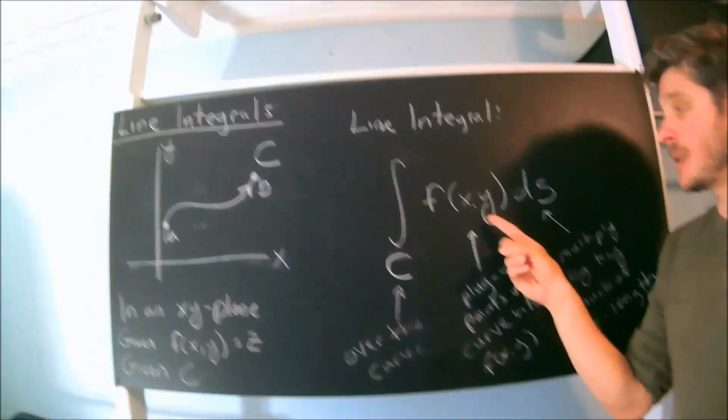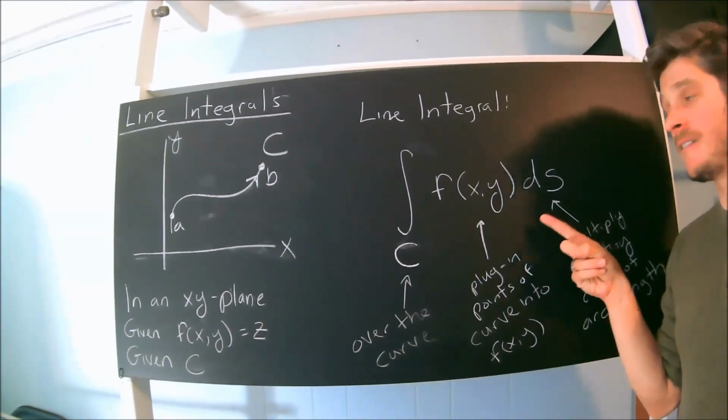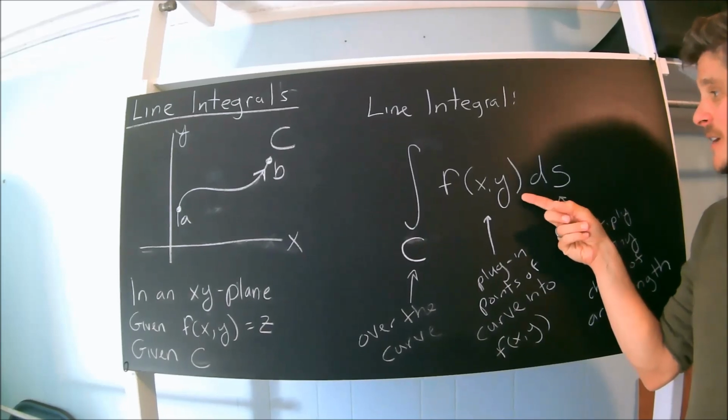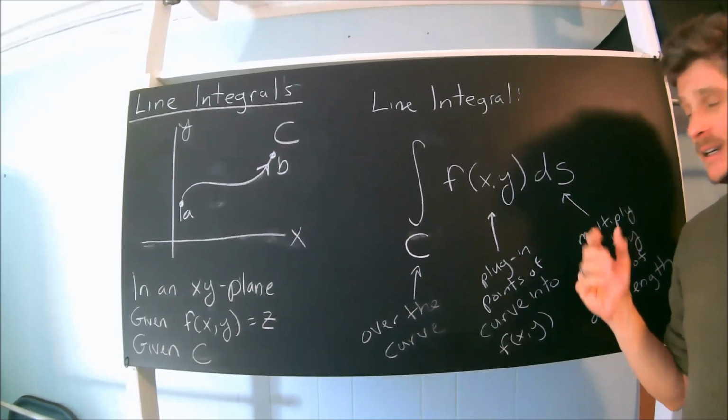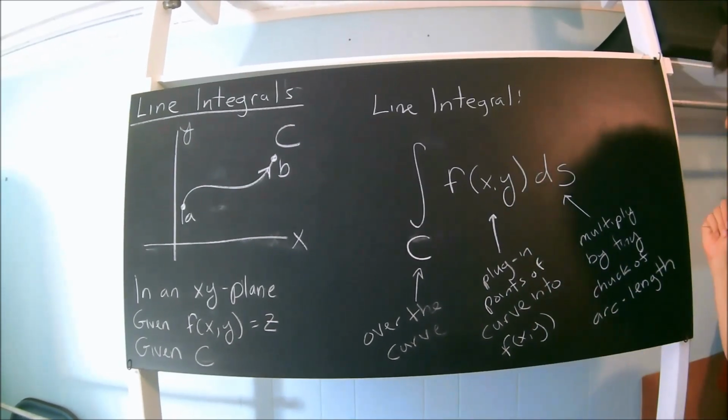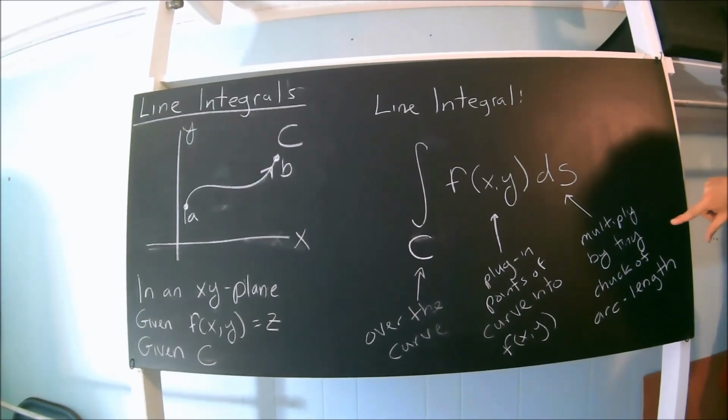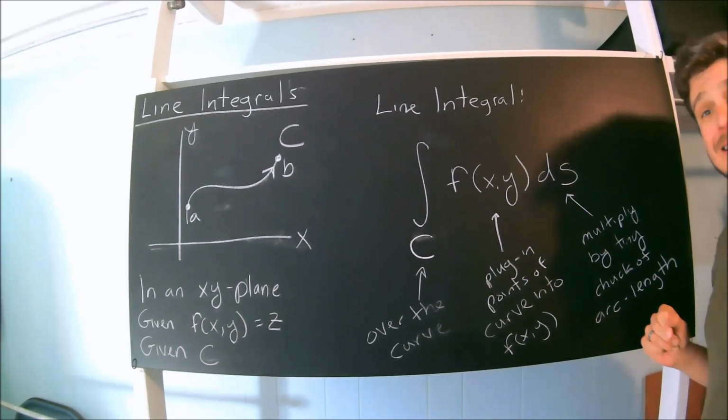What am I doing? Well, I'm going to plug in every single ordered pair of that curve C into my function f of xy, which again is just going to give me a value. And then I'm going to multiply it by these tiny little chunks of arc lengths, or my ds.